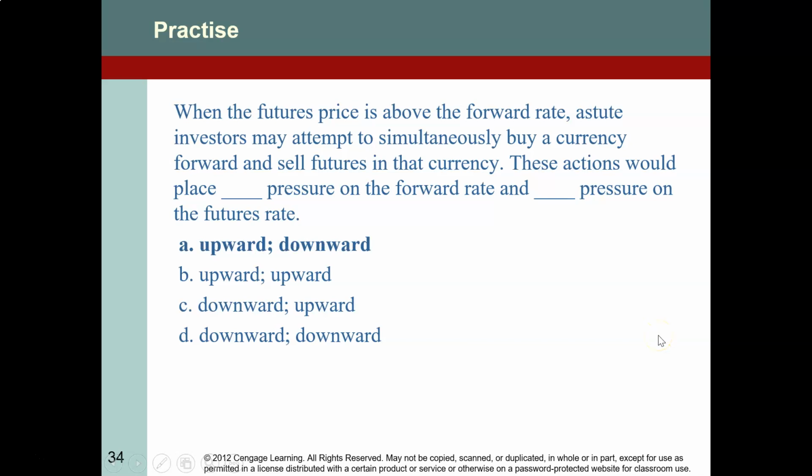Yes, we should choose A here, okay? If the futures rate is higher than the forward rate, we should always buy low and sell high to arbitrage. Okay, we can buy the lower priced forward and sell the higher priced futures so that the forward rate is going to go up. There will be an upward pressure on the lower priced forward rate and a downward pressure on the higher priced futures rate.